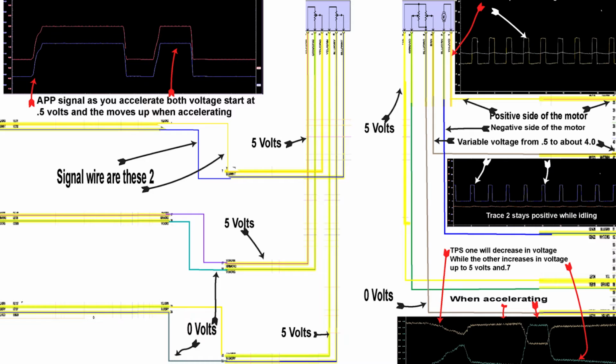On your throttle motor, as you give it gas, you can see trace 2 is going up and your trace 1 is down, and at idle, your trace 1 will be going up and your trace 2 is staying low.